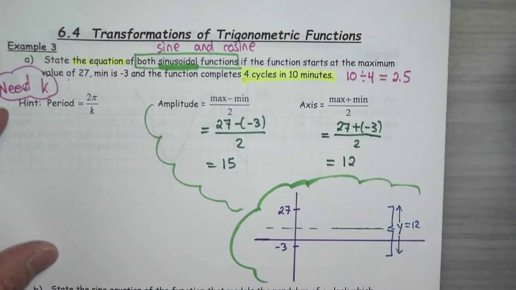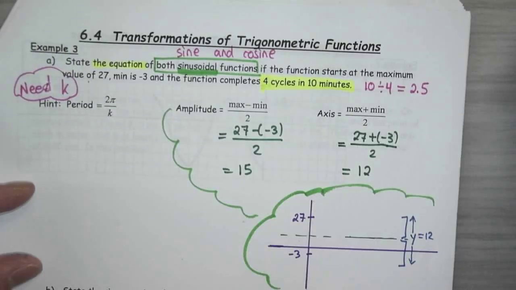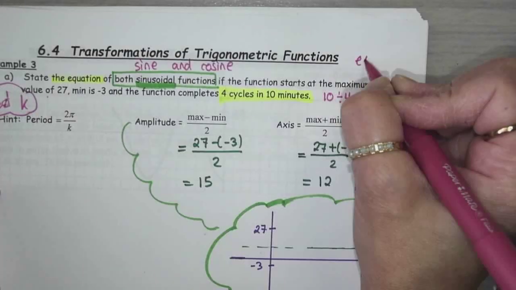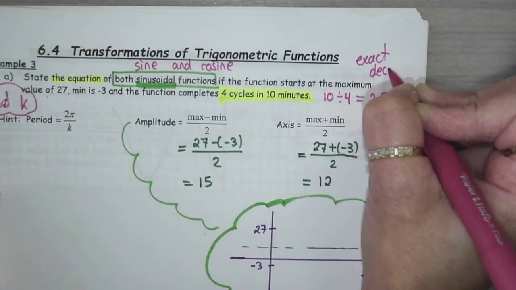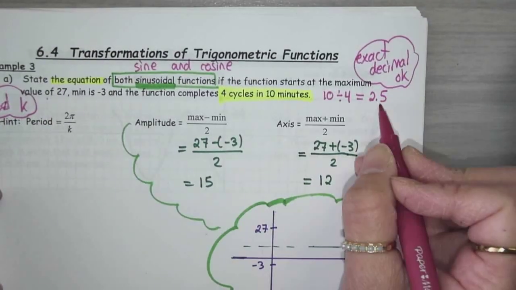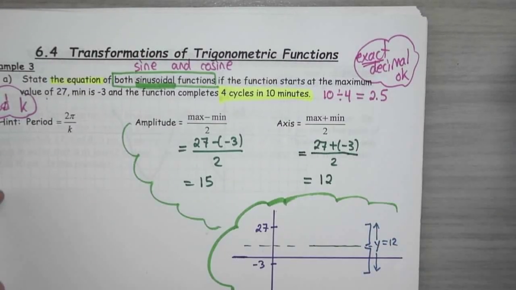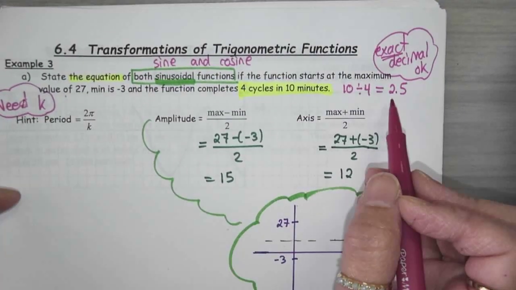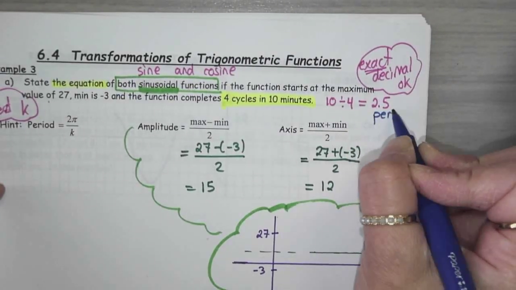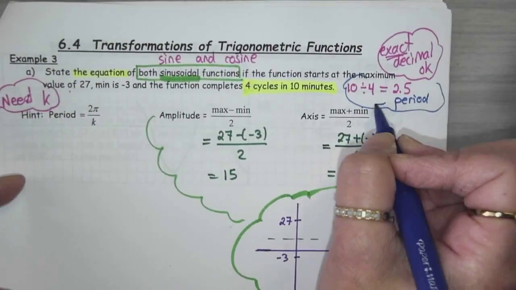I'm okay if you go to decimal as long as it's a terminating decimal. An exact decimal is okay. If it's like a 1/3, then keep it as a fraction. Does that make sense? So only if it's exact, 2.5 is okay. So that is my period. There you go. See, you don't want me telling you the period. You want me making you find it.